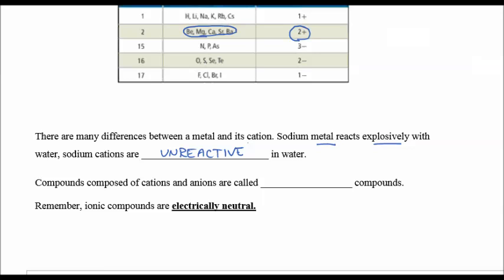Compounds composed of cations and anions are called ionic compounds. But remember, ionic compounds are electrically neutral. So when we write a formula, the charges of the cation and anion have to balance out and add up to 0.